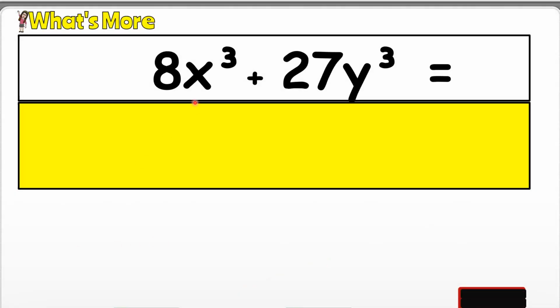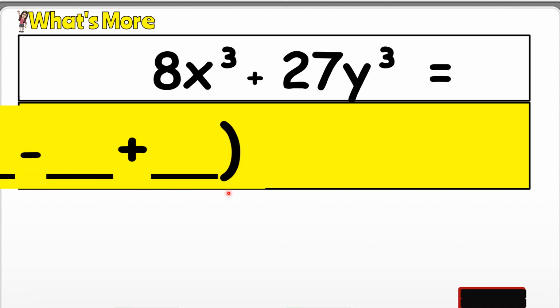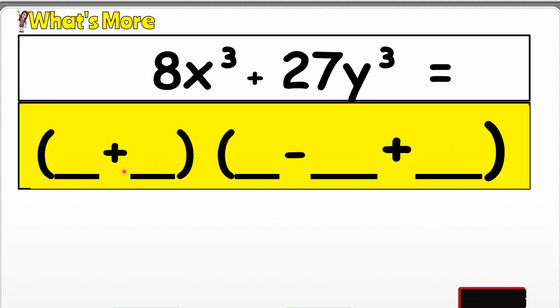How about if we have 8x cubed plus 27y cubed? So, ang gagawin mo naman dyan, ganun lang ulit. Provide ka po ng two parentheses. Yung first parenthesis po ay consists of two terms, tapos plus sign siya. And then, yung mas malaking parenthesis consists of three terms. We have minus, plus. And take note of this sign: plus, minus, plus, when you are factoring sum of two cubes.